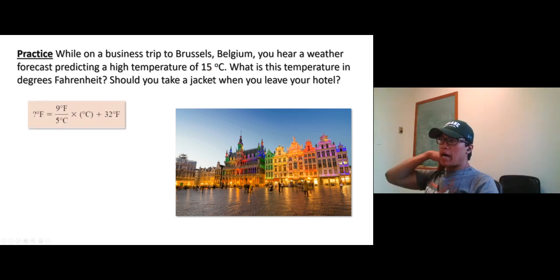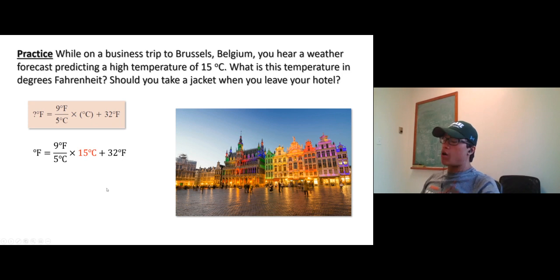To convert degrees Celsius to Fahrenheit, we have this. You need to know which formula, which equation you can use. Plug in Celsius here, times 9 divided by 5 plus 32, and you get Fahrenheit. I'm sure you can do it on your own, but let me show you how to do it. 59 degrees. That's it. Pretty cool. You probably need a jacket here.